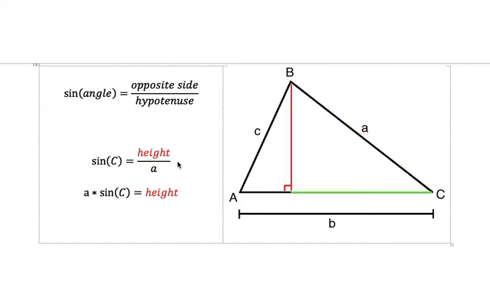Okay, so I'm going to solve for the height. So if I want the height by itself, to get rid of this divided by a over here, I'm going to multiply both sides times a. So height divided by a times a just becomes height. And then sine of C times a is just sine of C times a. Okay, so right there I've solved for height using sine.